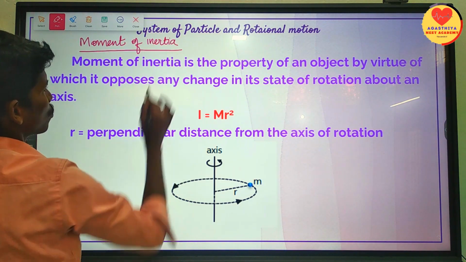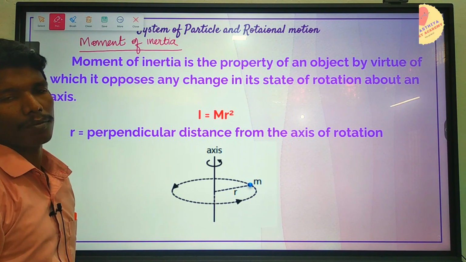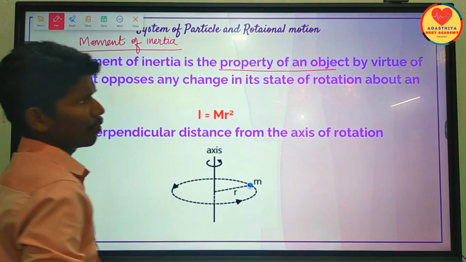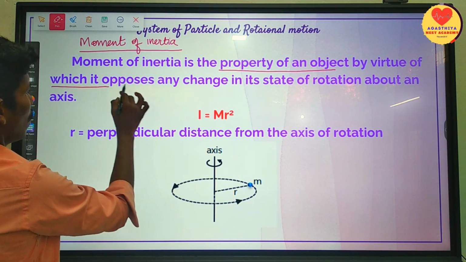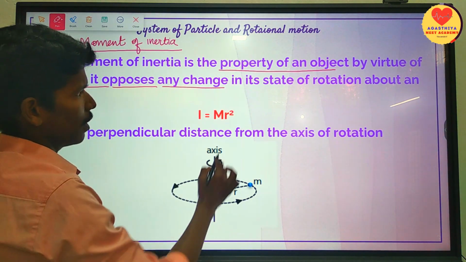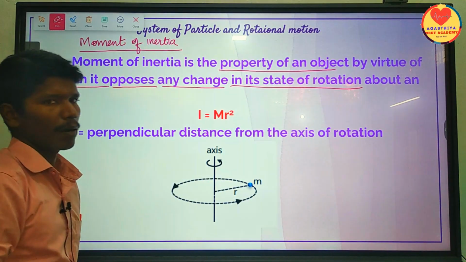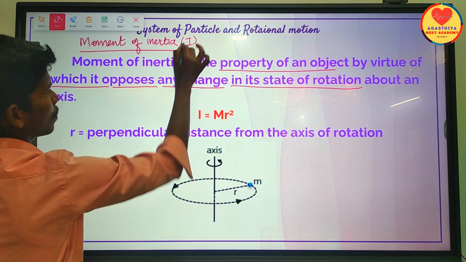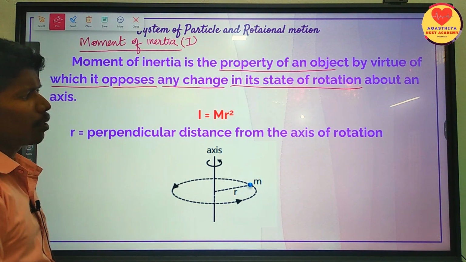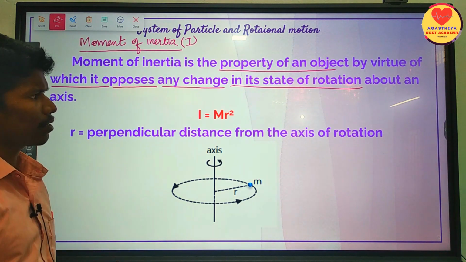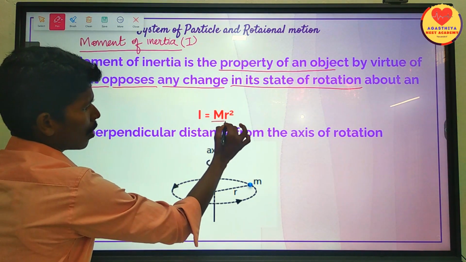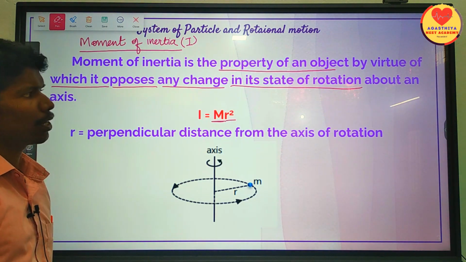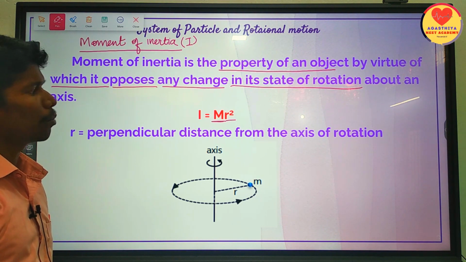Inertia of rotational motion is called moment of inertia. Moment of inertia is the property of an object by virtue of which it opposes any change in its state of rotation about an axis. Moment of inertia is denoted by the letter I. The moment of inertia is also defined as the product of mass and the square of the perpendicular distance. That is also a definition of moment of inertia.